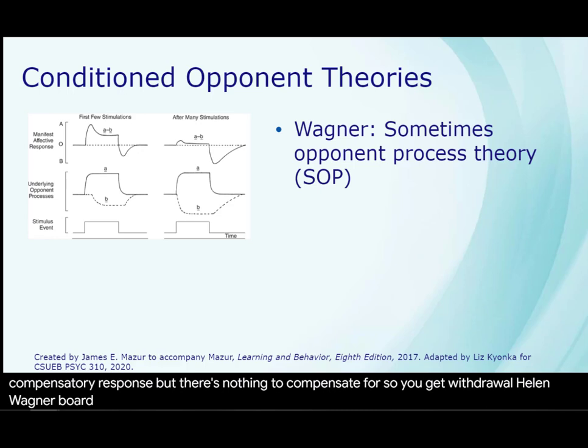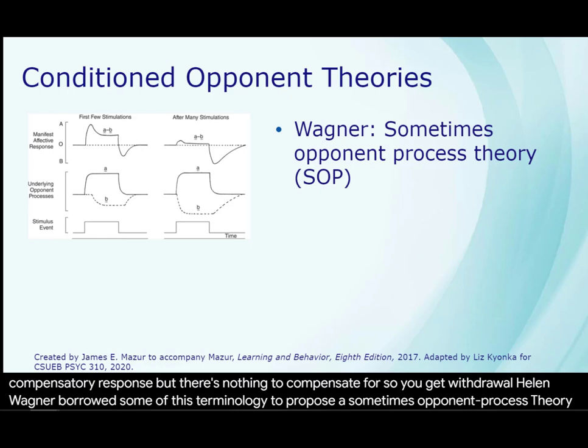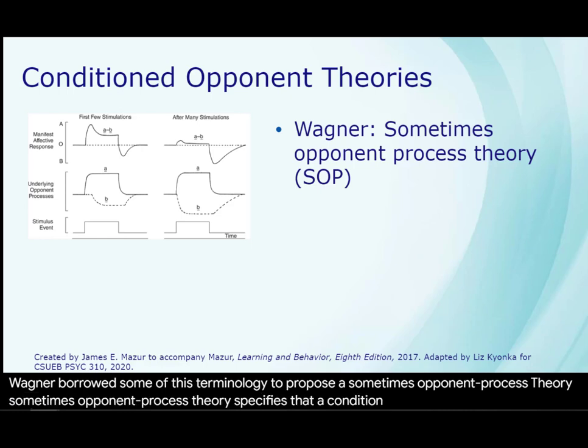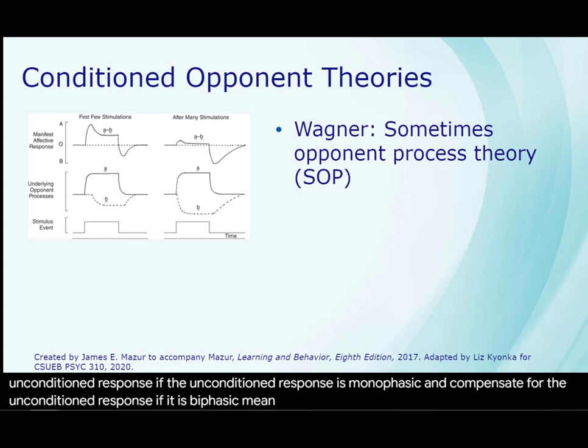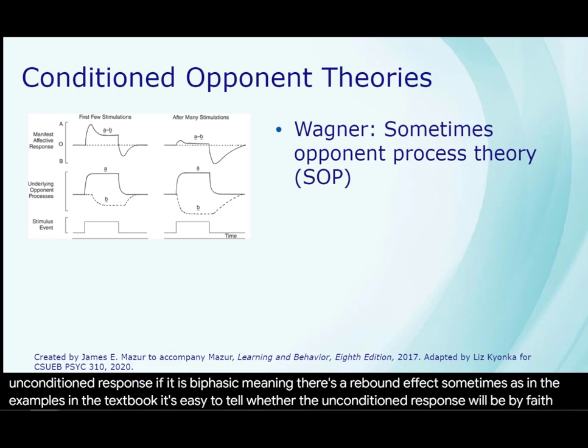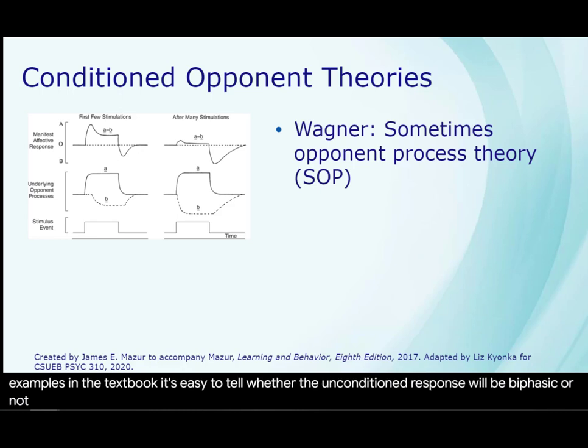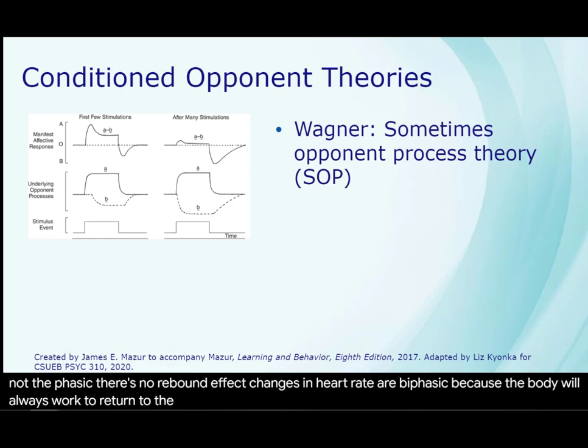Allan Wagner borrowed some of this terminology to propose a sometimes opponent process theory. Sometimes opponent process theory specifies that a conditioned response will mimic the unconditioned response if the unconditioned response is monophasic, and compensate for the unconditioned response if it is biphasic, meaning there's a rebound effect. Sometimes, as in the examples in the textbook, it's easy to tell whether the unconditioned response will be biphasic or not. Eye blinks are clearly monophasic, there's no rebound effect. Changes in heart rate are biphasic because the body will always work to return to the resting heart rate.